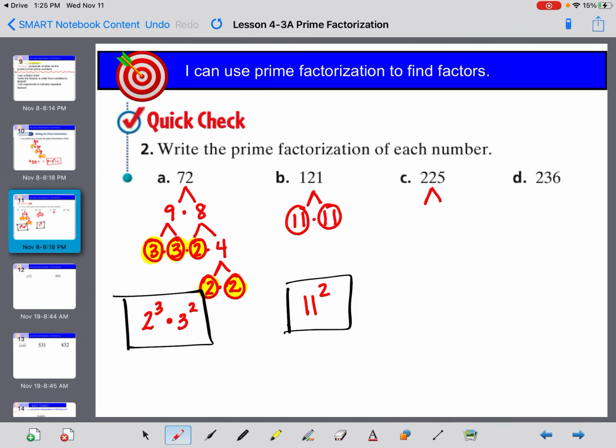225 can be written as 5 times 45. 5 is prime. 45 is the same as 5 times 9, and 5 is prime. 9 is the same as 3 times 3, and the 3's are prime. 3 squared times 5 squared.